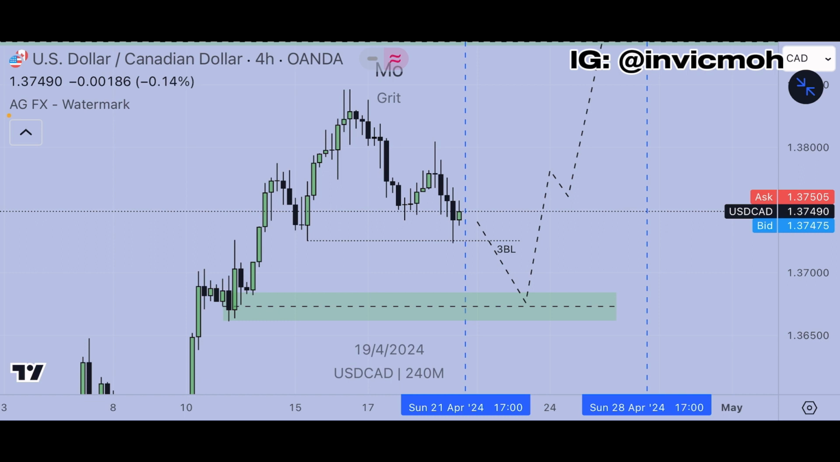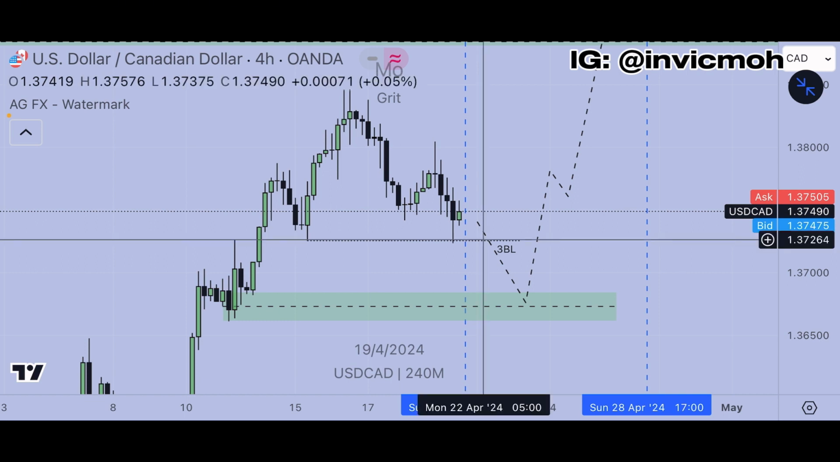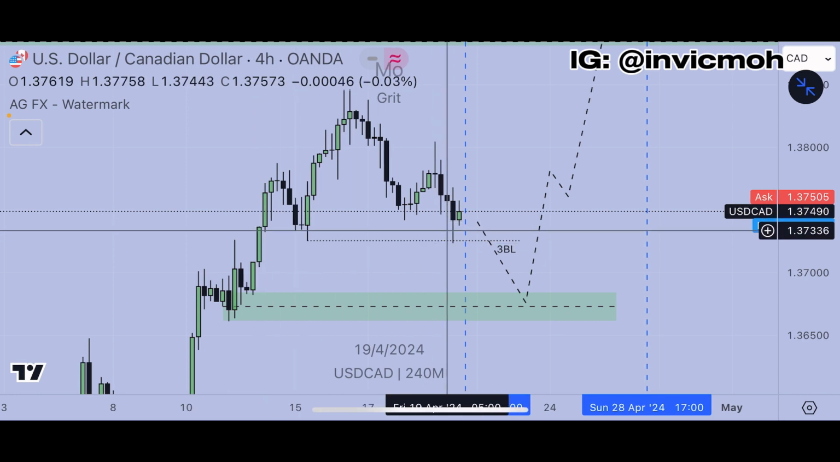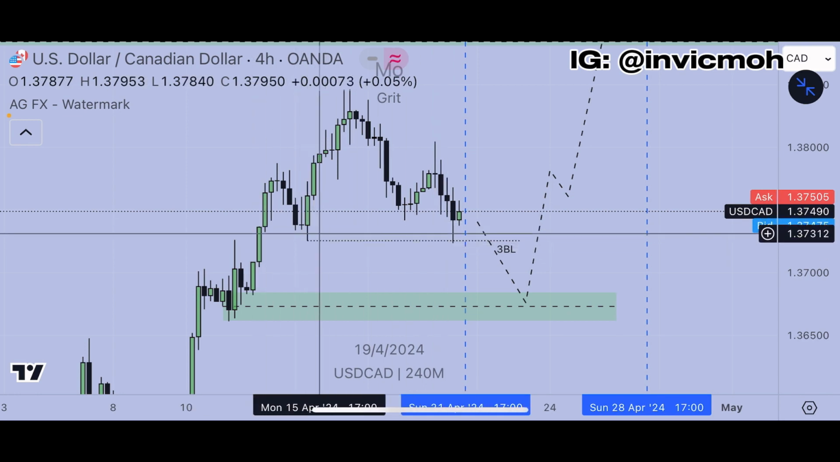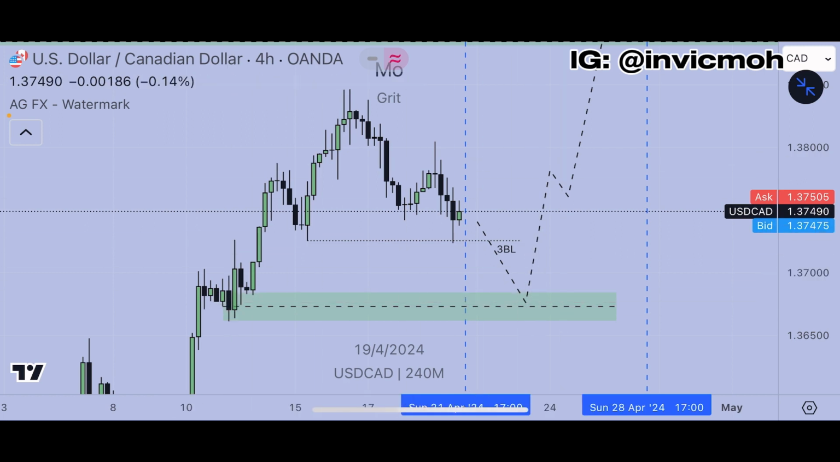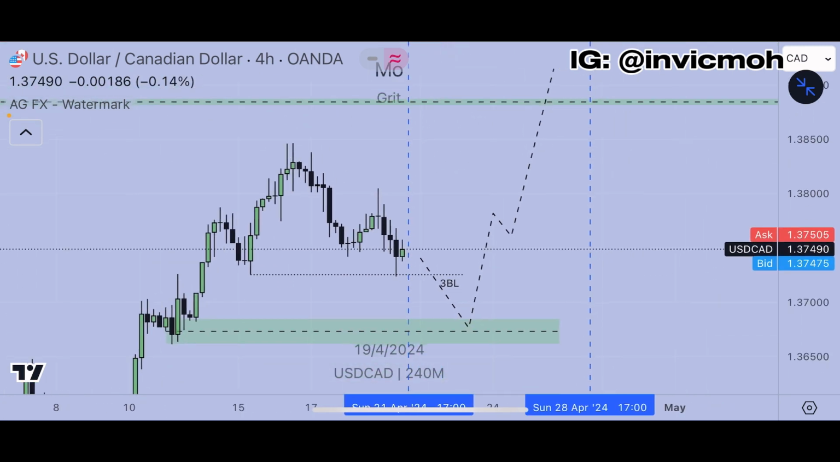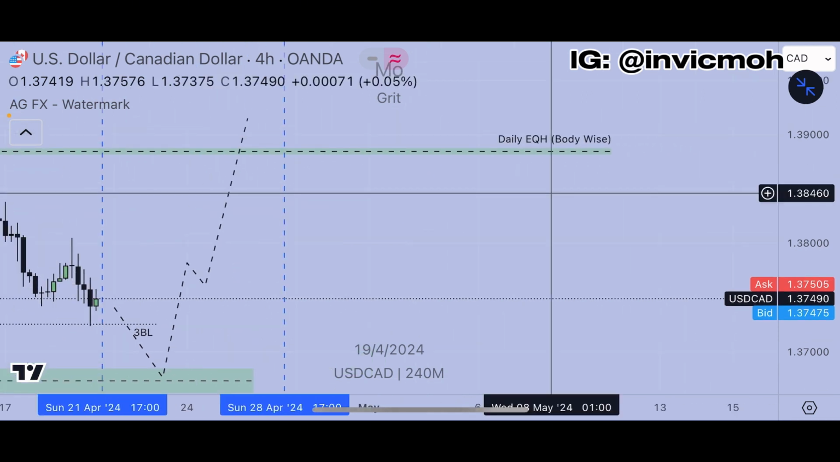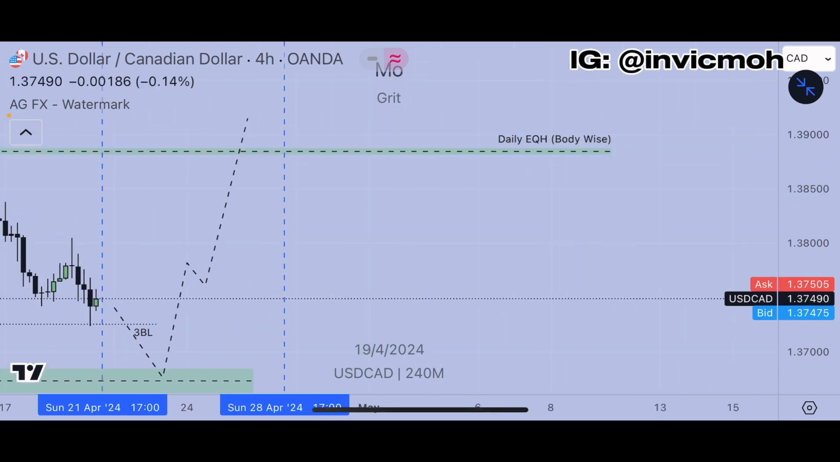On USDCAD, I would like to see more buys, just like I have a bullish bias on DXY. So I would like to see price raid these lows right here. Price should raid this low and trade into this bullish order block we have right here. So we can potentially see a displacement to the upside and for it to reach for these daily equal highs based on the bodies of the candle.